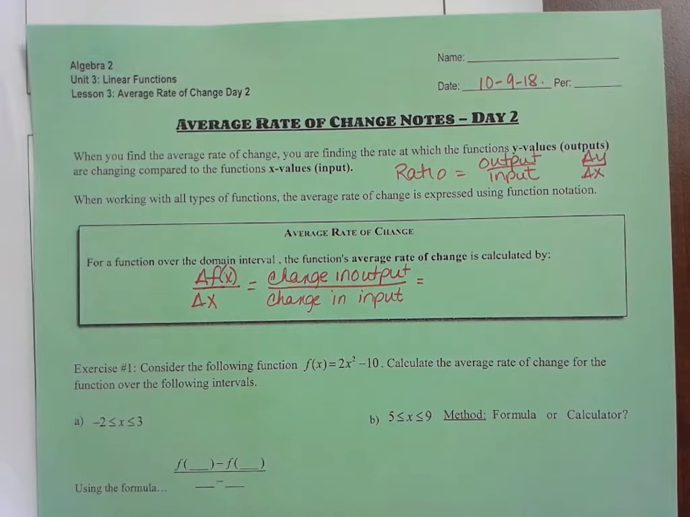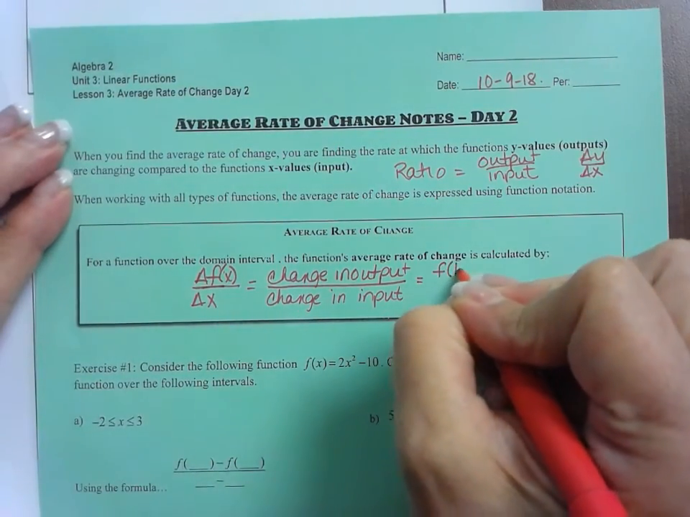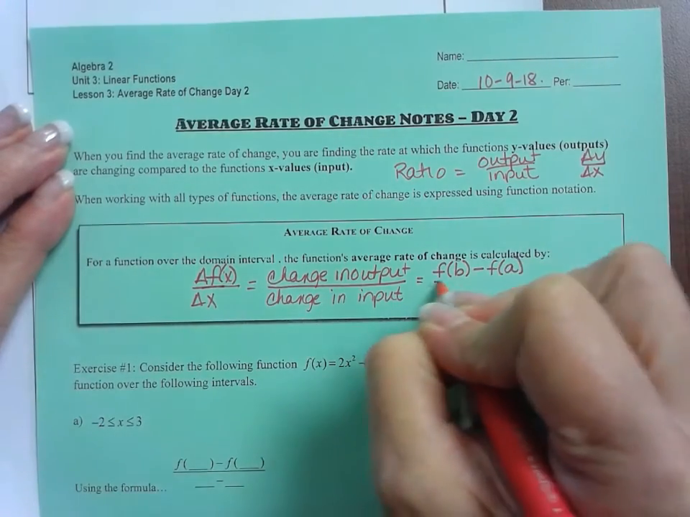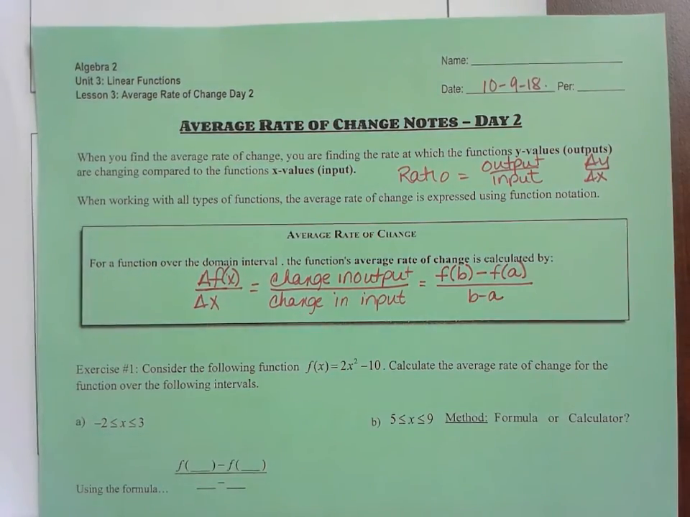And so our slope formula, since we had y2 minus y1 on the top, in function notation, we're going to have the function of b minus the function of a over b minus a. They're just using different variables. B is like saying x2 and y2. A is like saying x1. It's just a different notation to show that it's a function. Does that make sense so far?